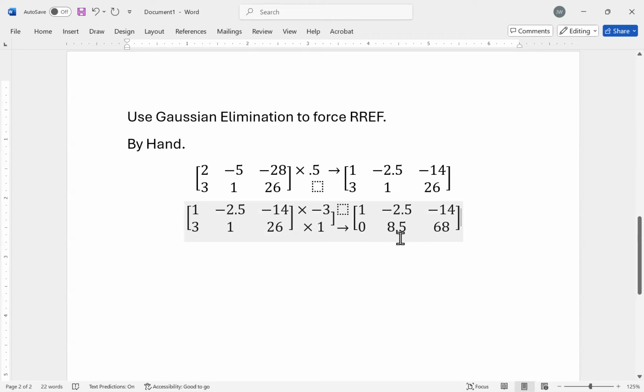So I'll force that to be a 1 in the same way I forced the 2 to be a 1 in this first example. So I'll just multiply this second row by the inverse of 8.5. In other words, 1 over 8.5. And then get a new matrix. Let's go ahead and do that.